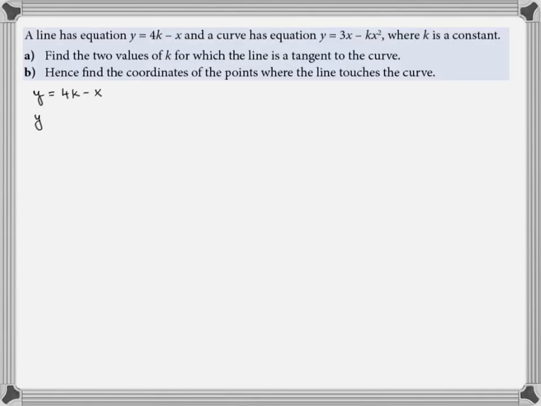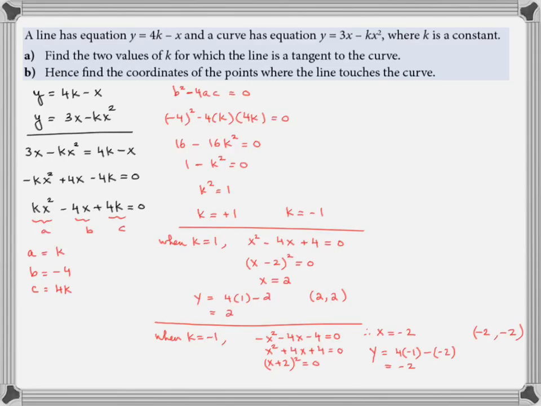Another question. A line has the equation, a curve has the equation. Find the two values where the line is tangent to the curve. Tangent means meeting at 1 point only. So if it's tangent to the curve, that means b squared minus 4ac is equal to 0. The same process as before.